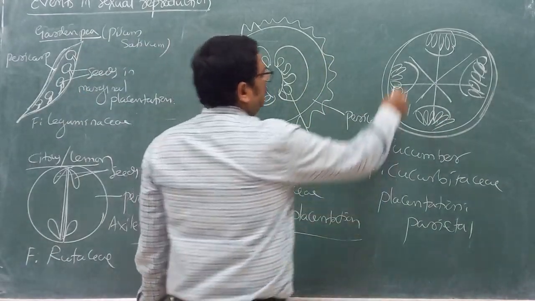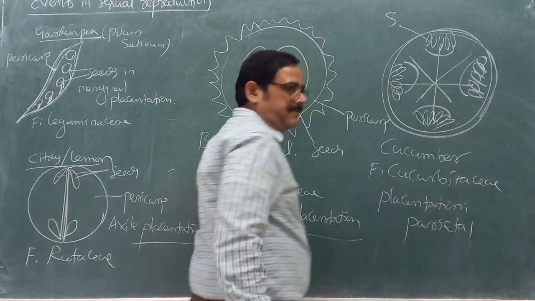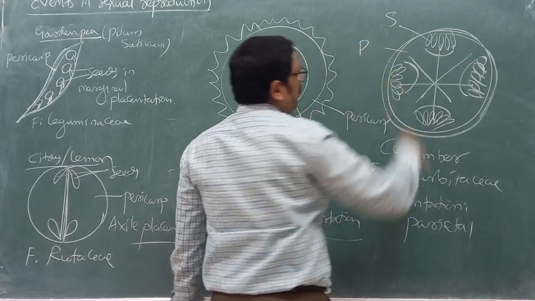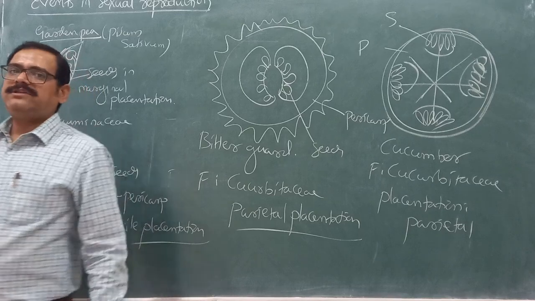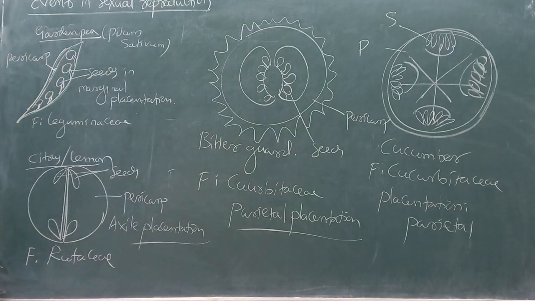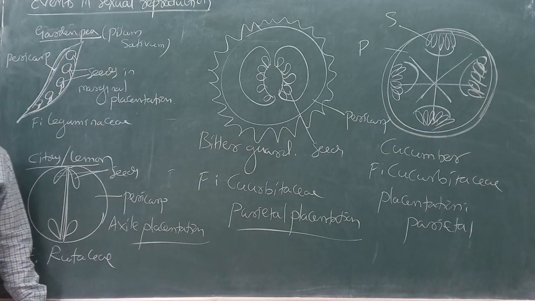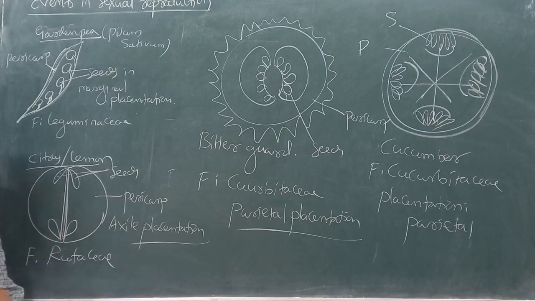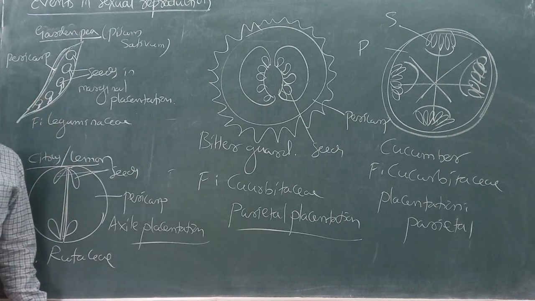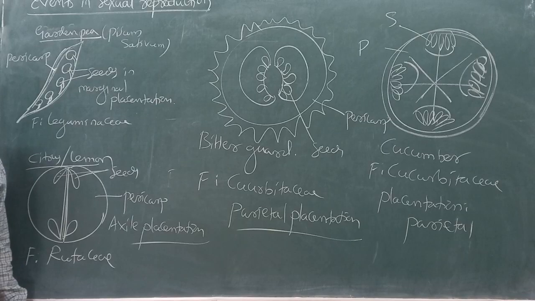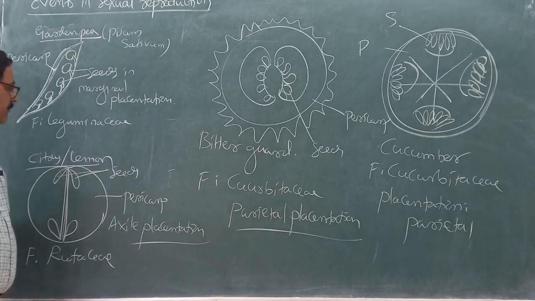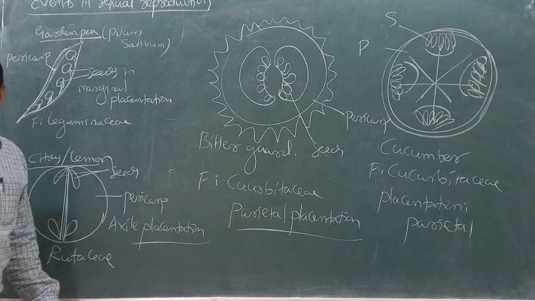S means seeds. P means pericarp. So, this is the resultant product of fertilization only. Once upon a time, cucumber, bitter gourd, garden pea and lemon were flowers. They were the gynoecium, the ovaries. But after fertilization, they have changed themselves into the fruit, and the ovules have developed into the seeds.